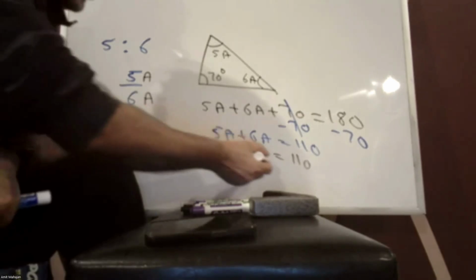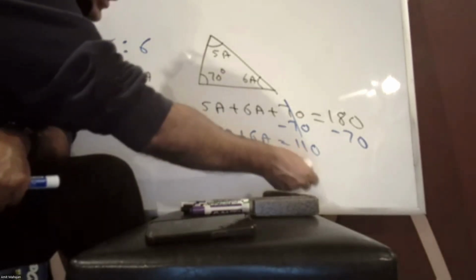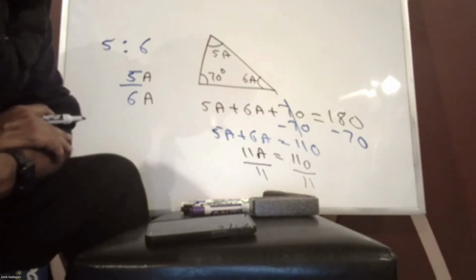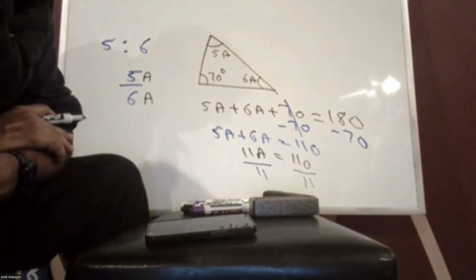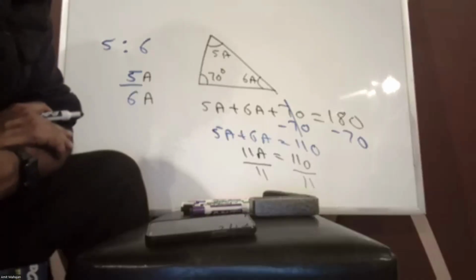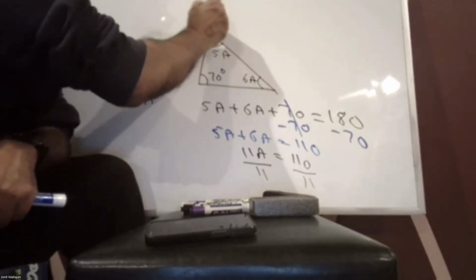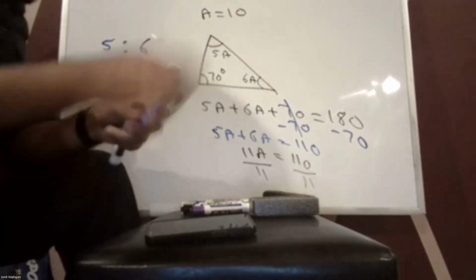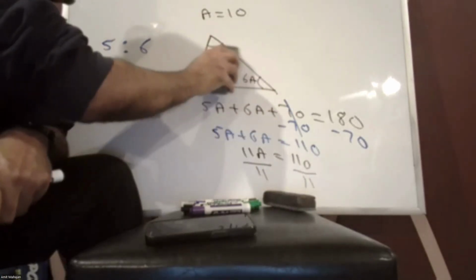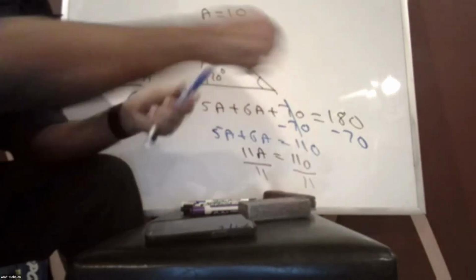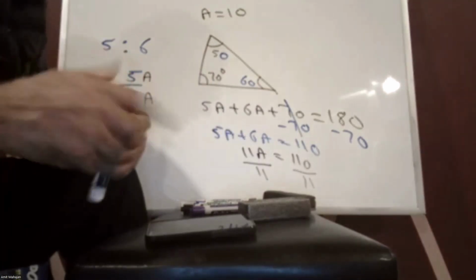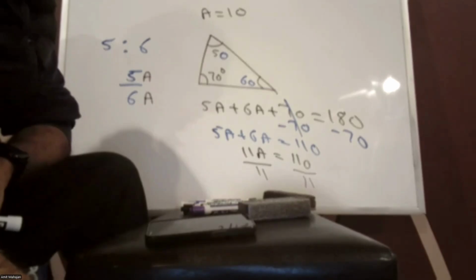11A equals to 110. Arush, how do I get the value of A? So how do I find the value of A? I divide by 11? Yeah. And then you would do that on the other side. A equals to 10, right? Yep. So instead of 5A and 6A, can I put 50 and 60, Arush? Yeah. Okay. Now let's read the next statement from the problem that you're helping me.